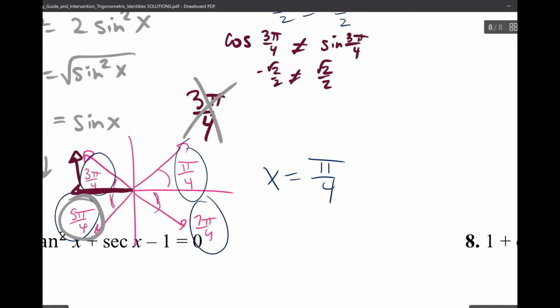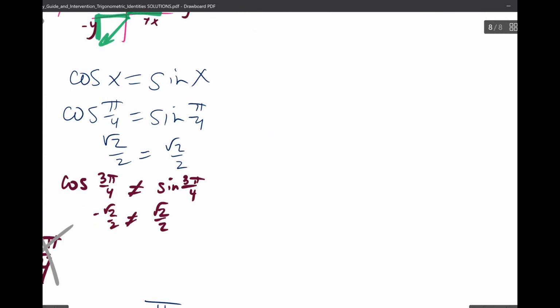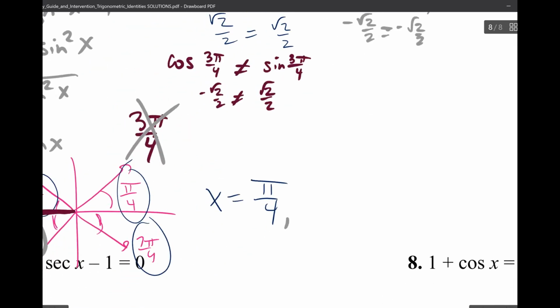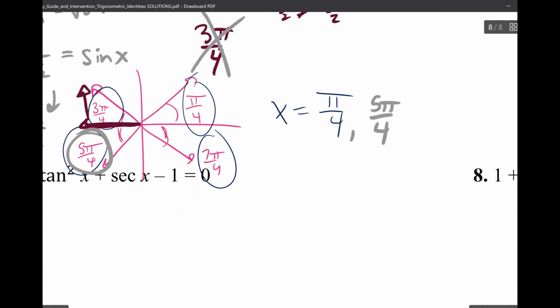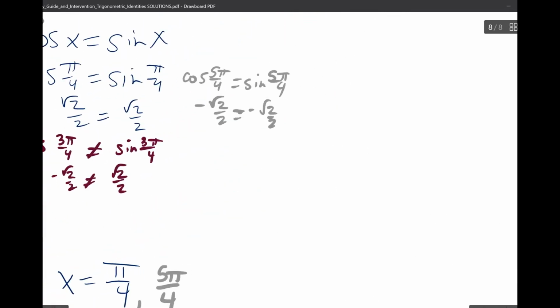I know 5 pi over 4 will be. I'm running out of room. So cosine 5 pi over 4 equals sine 5 pi over 4 because negative square root 2 over 2 is equal to negative square root 2 over 2. Cool. So that one works. 5 pi over 4, that one works. Check, check. And then 7 pi over 4.